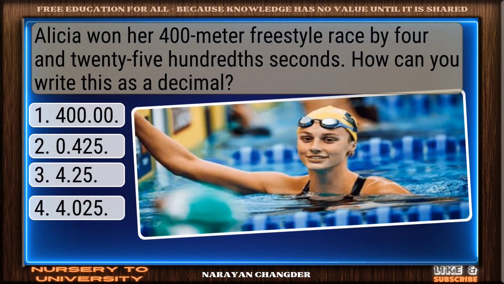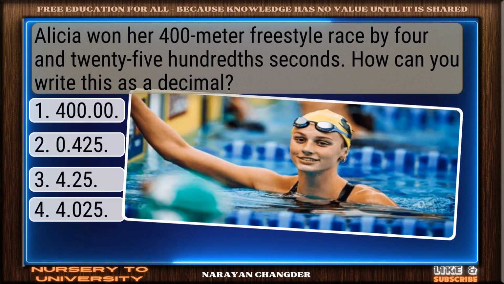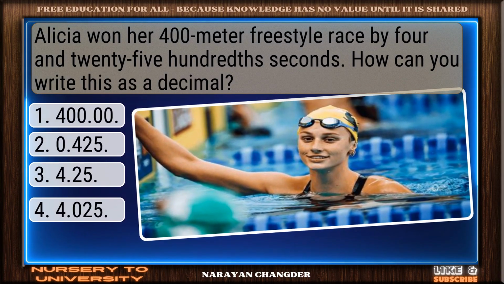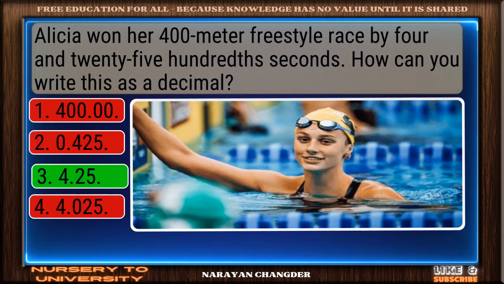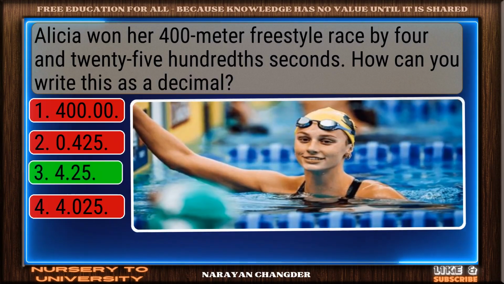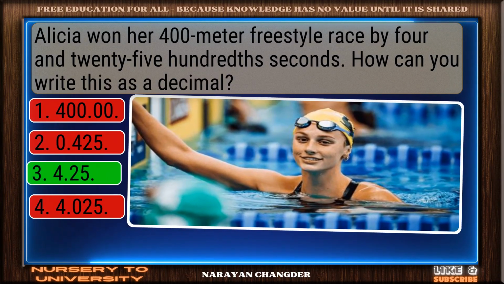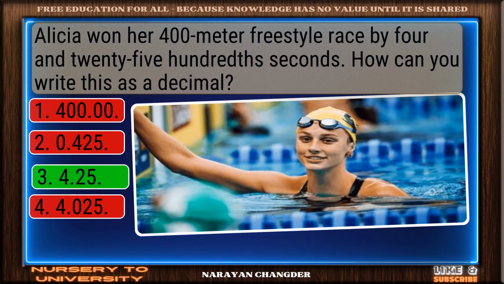Alicia won her 400-meter freestyle race by 4 and 25 hundredths seconds. How can you write this as a decimal? Clear logic. Your choice 4.25 is sound and 100% true.